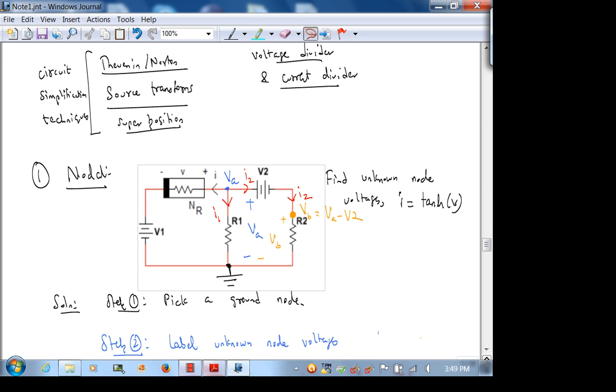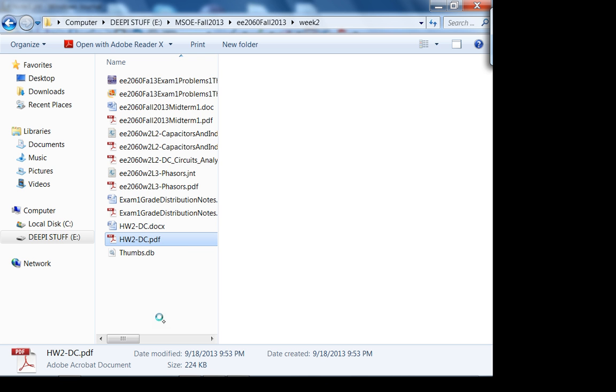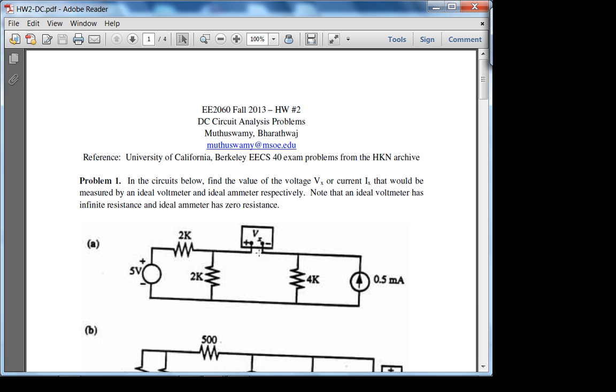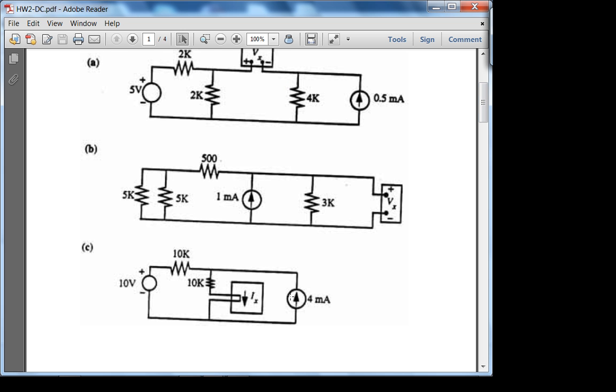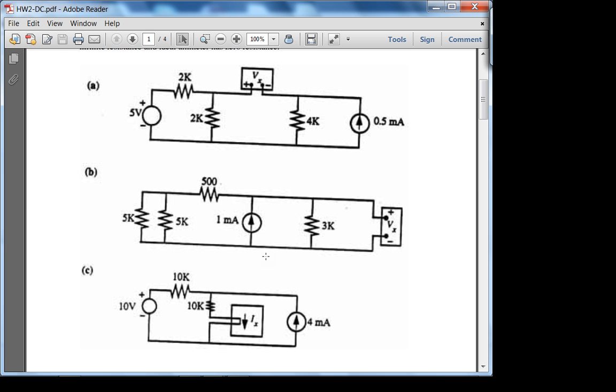So for example, you look at this homework. If this is an ideal voltmeter, it has infinite resistance, yes? So this is basically an open circuit here. If it's an open circuit, these two circuits are not related to each other. So you should be able to quickly find Vx. Same thing here. For example, if you look at this problem, you can do source transforms and try it that way, but it's not recommended because there's an easier way.